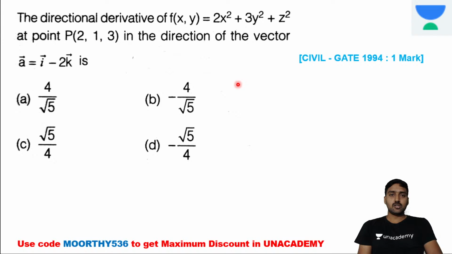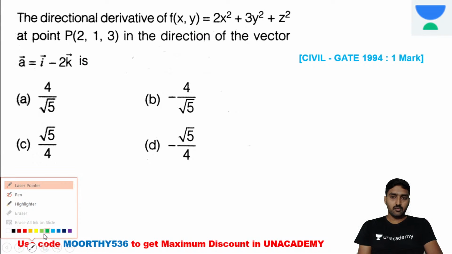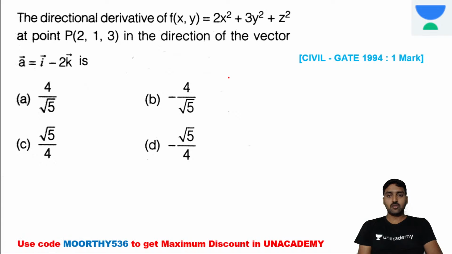So it's the directional derivative of f of x comma y, right? f of x comma y comma z, not only f of x and y. It is 2x square plus 3y square plus z square at the point (2, 1, 3) in the direction of the vector they are giving. Now we are going to identify the solution. Now pi of x, y, z is equal to 2x square plus 3y square plus z square.